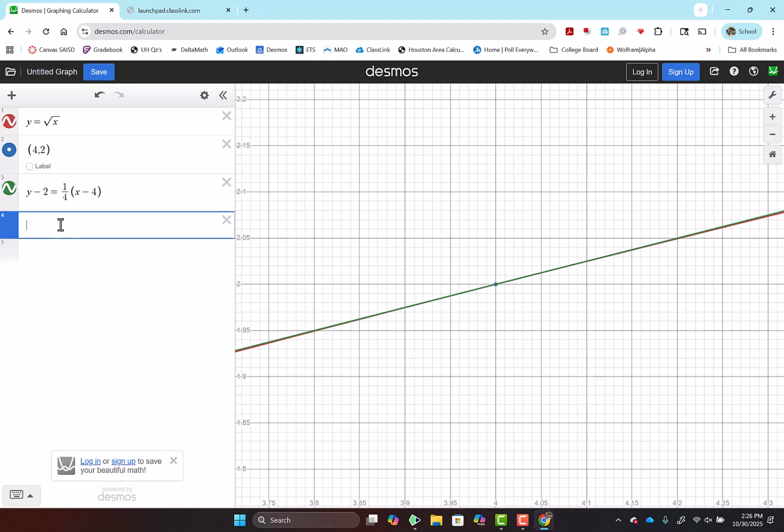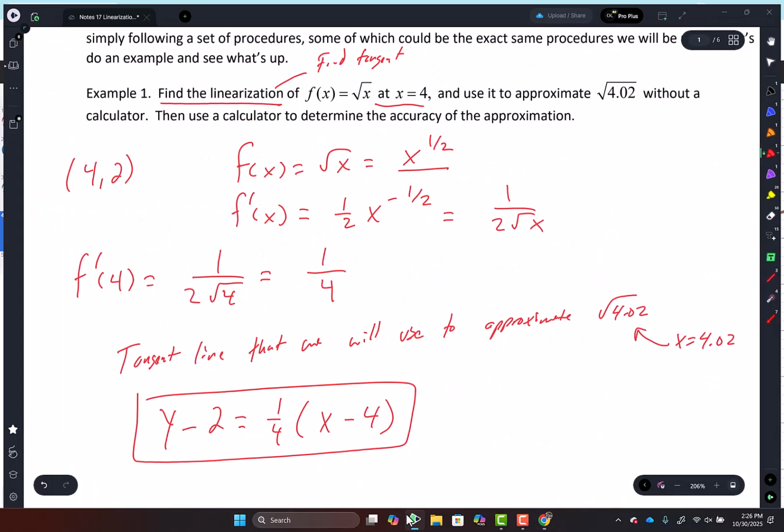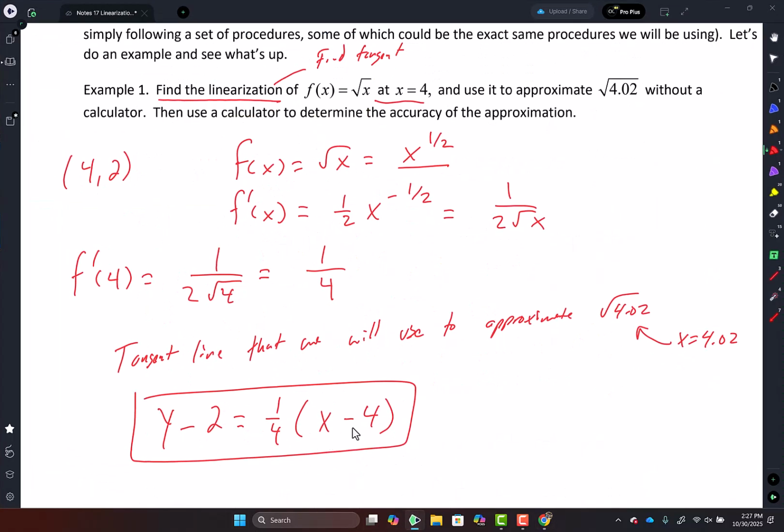We're approximating what. Okay, so here it is. Ready? Square root of 4.02. This is the real value of the square root of 4.02. See how we got 2.00499? Let's see how good of an approximation we got with the tangent line.